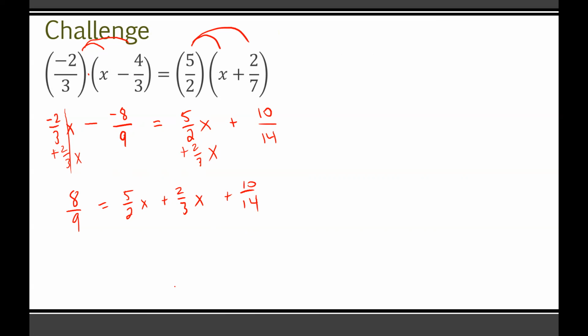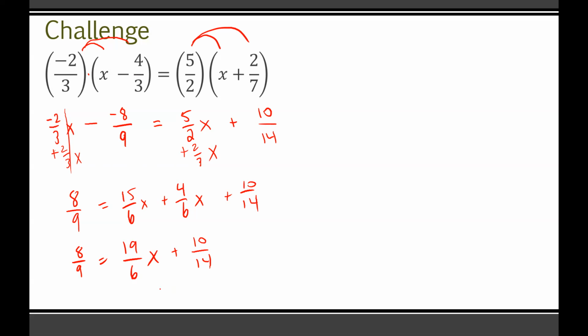Now, just to save me some room here, I'm going to kind of cheat at this a little bit. Between 5 over 2x and 2 over 3x, if we're going to add these together, we just have to add these coefficients together. So 5 over 2 plus 2 over 3, but they're fractions, so we need to have a common denominator. I think we can see that a common denominator between 5 over 2 and 2 over 3 would be 6. So if you multiply this first one by 3, you're going to get 15 over 6. And if you multiply this other one by 2, you're going to get 4 over 6. So we have 15 over 6x plus 4 over 6x. This is going to give us 8 over 9 equals 19 over 6x plus 10 over 14.